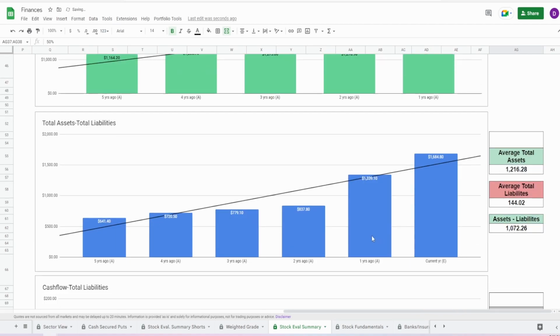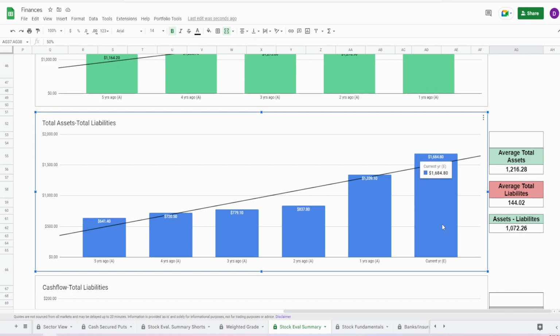Total assets minus total liabilities. This one's actually looking fairly decent. There are outliers, but they're not that bad. The biggest one was from 2 years ago to 1 year ago, going from $837.8 million to $1.34 billion. Billion with a B. Now, as of today, we are seeing that they're able to continue this replication into several billions of dollars. Currently, they're at $1.7 billion.